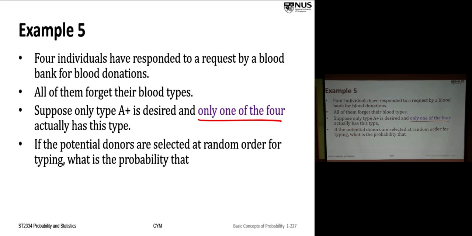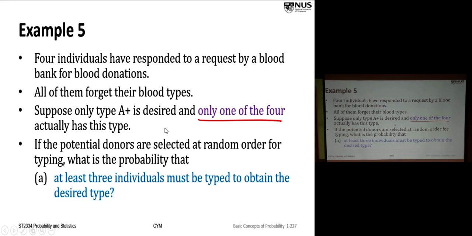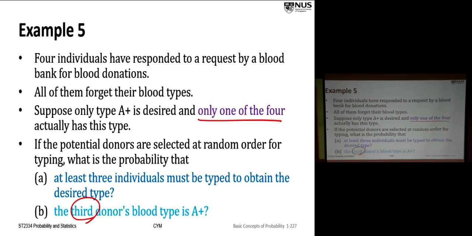So we select one at random. What's the chance that at least 3 individuals must be typed to obtain the first desired type? And the third donor's blood type is the correct one. Now this one has an implicit implication because there is only 1 out of 4 having this blood type. So in other words, in order for the third one to be the correct one, that means the first donor and the second donor are not of A+ type. This is understood in this problem.